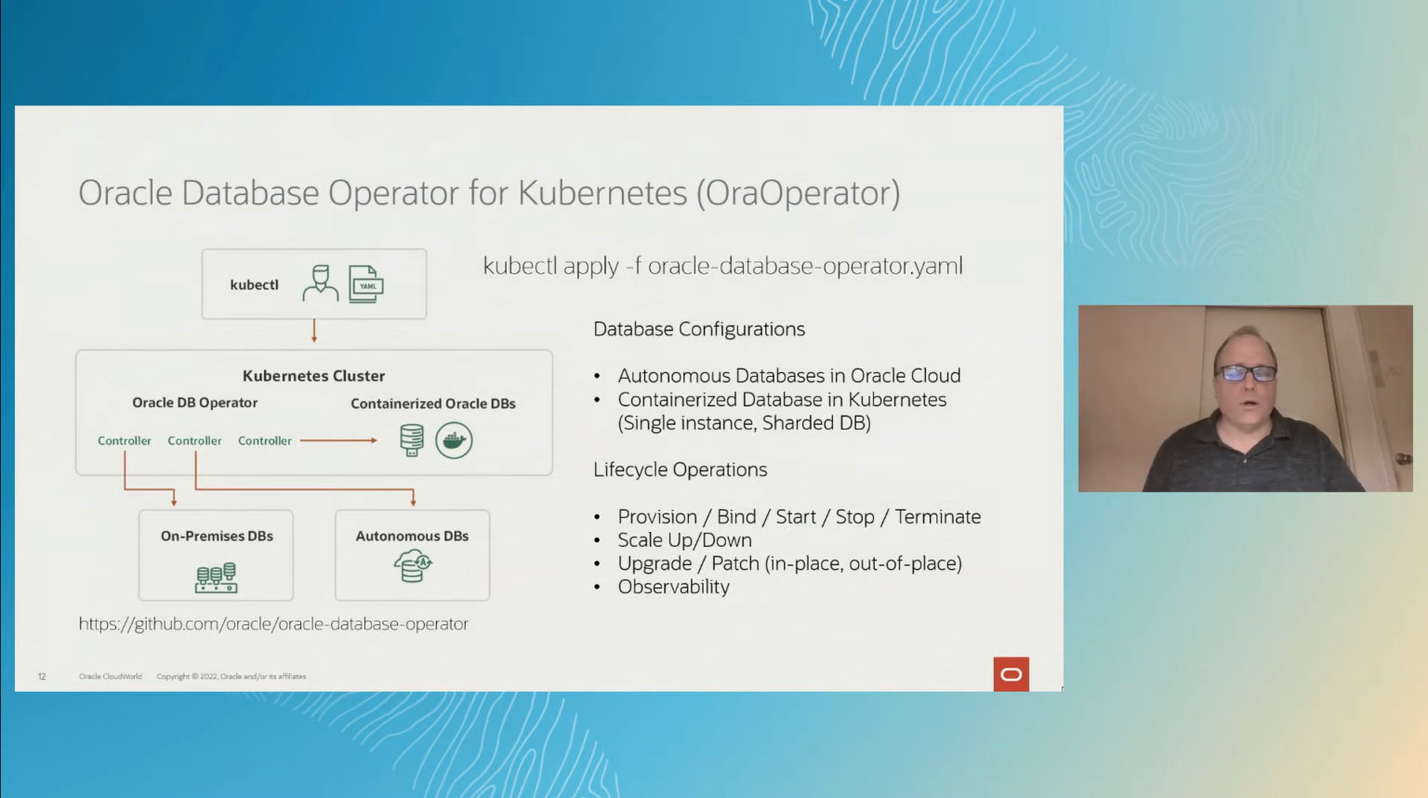Oracle has what's called the Oracle Database Operator for Kubernetes, also nicknamed OraOperator, and it does what it sounds like. It handles the automatic operator chores for the Oracle database. For example, it can handle the autonomous database in Oracle Cloud, as well as local containerized databases like single instance and sharded databases that run inside of each of the containers. In the case of autonomous database, the operator can handle provisioning, binding, start, stop, terminating, scaling, upgrading, and observability.